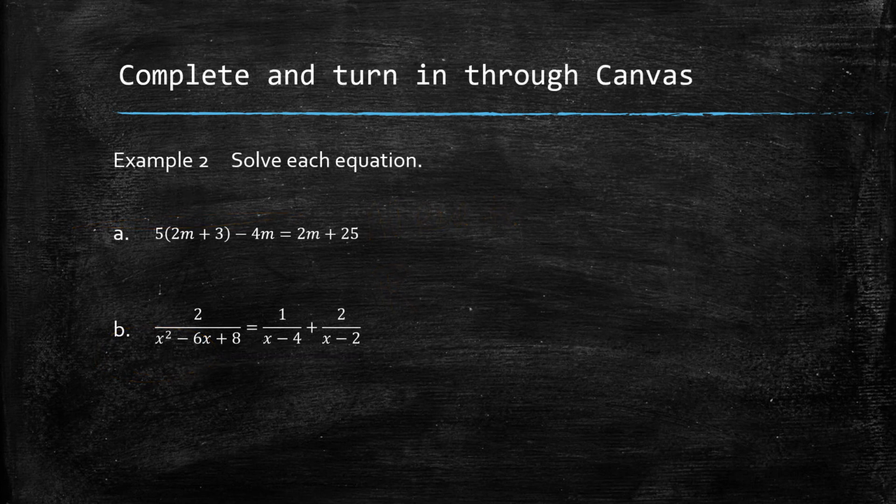Okay, example 2, you're going to complete these and turn them in through Canvas. In part A, you have 5 times the quantity 2m plus 3 minus 4m is equal to 2m plus 25. In part B, 2 divided by x squared minus 6x plus 8 is equal to 1 divided by x minus 4 plus 2 divided by x minus 2.